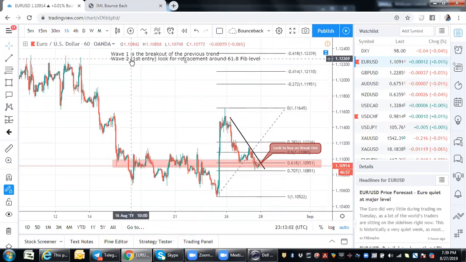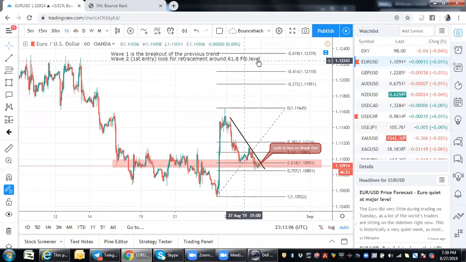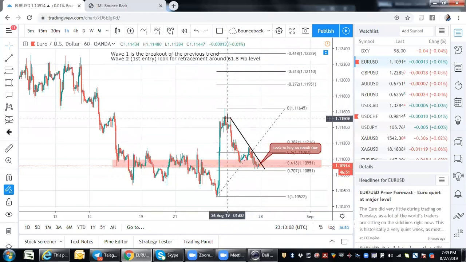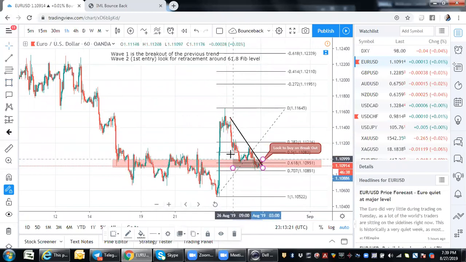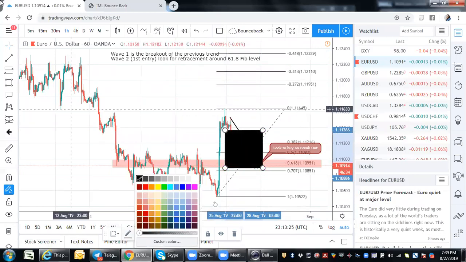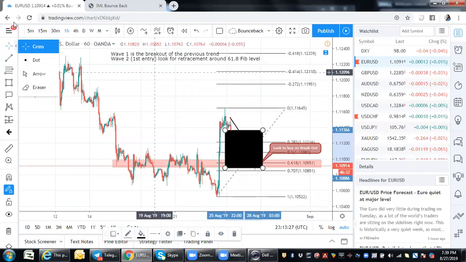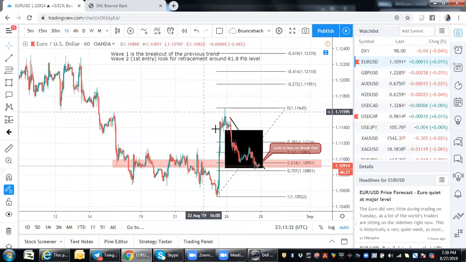We already know wave 2, first entry, look for retracement around the 61.8% fib level. So you can see how the trade actually came all the way down. So if the trade, let's say, for example, wasn't at the 61.8 yet, right? Let's say that the trade was around here. This is why understanding trading is important, right?